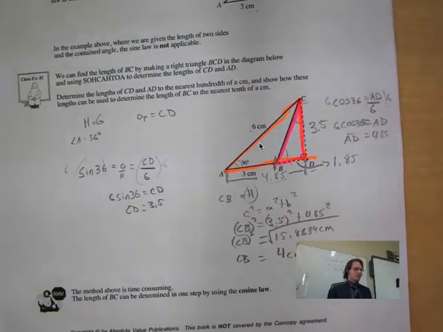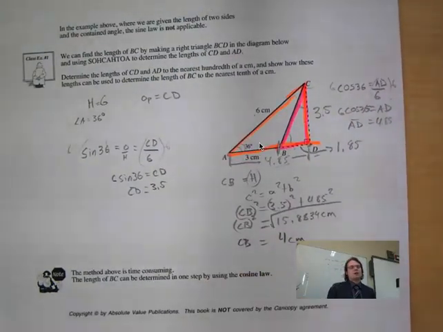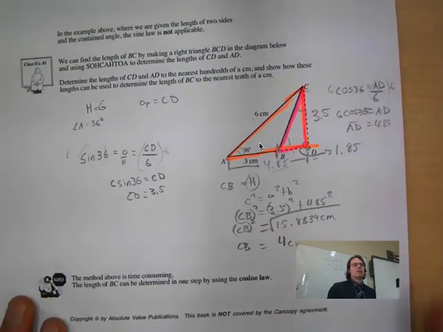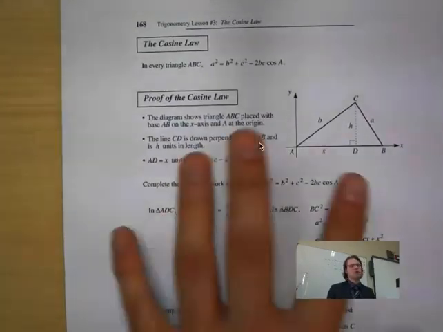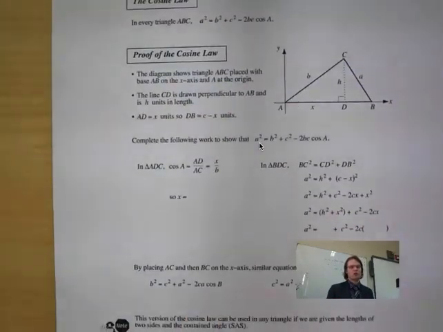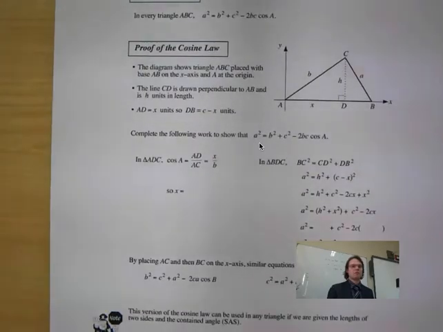Now, this is very time consuming. We have to do a trig identity, and another trig identity. There's a faster way. The faster way is called the cosine law, and that's what we're going to learn today. This page here develops the cosine law for you. I strongly suggest going over this and reviewing this page. So eventually, pause the video, review it.